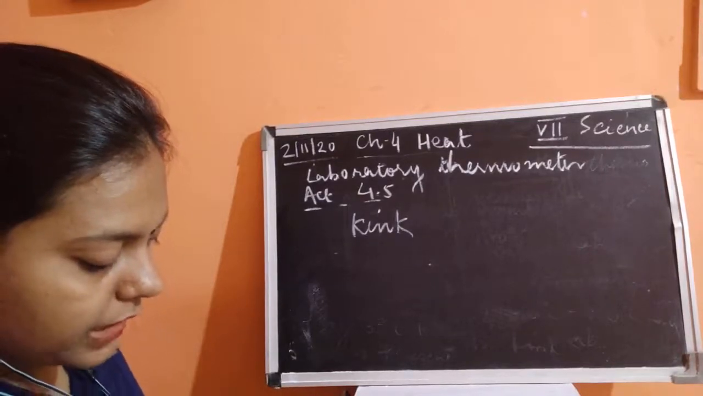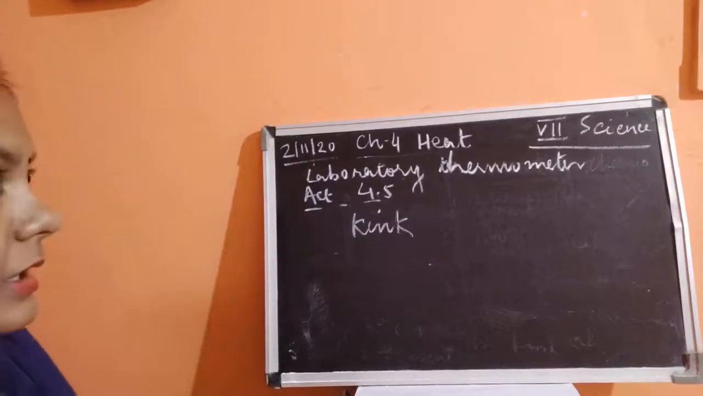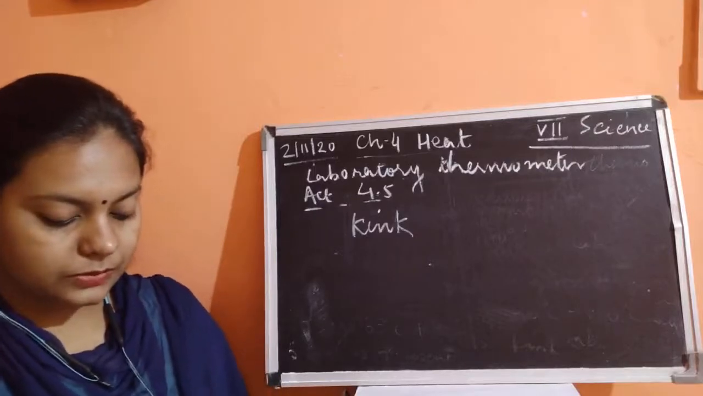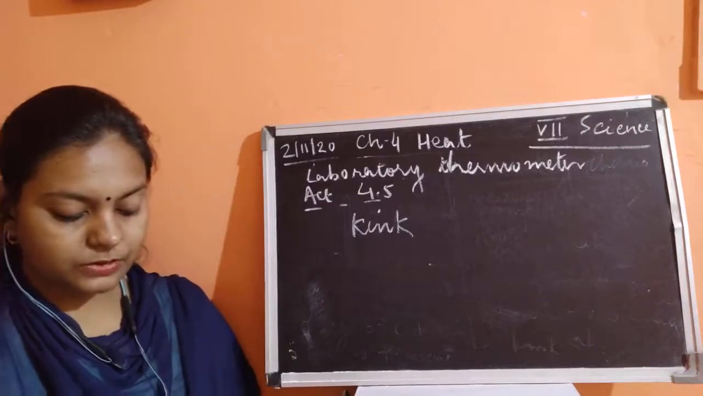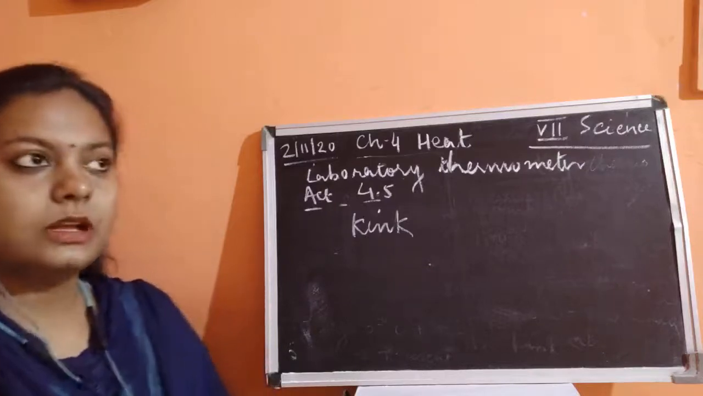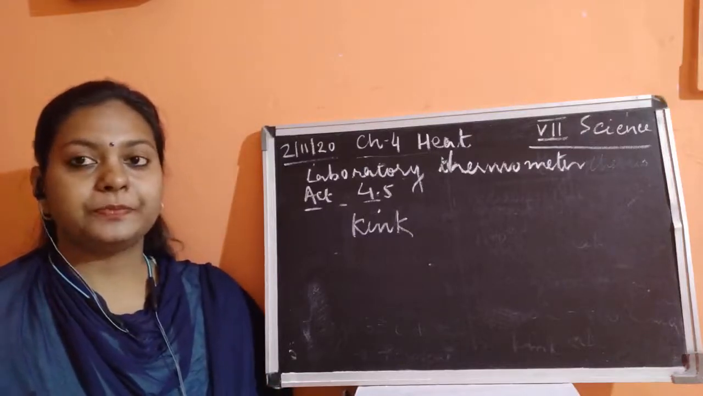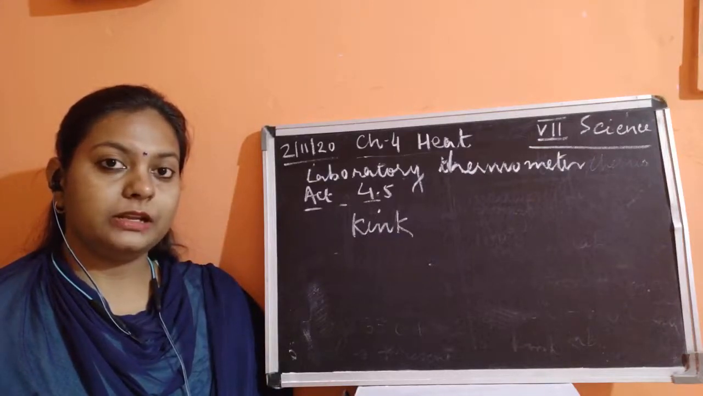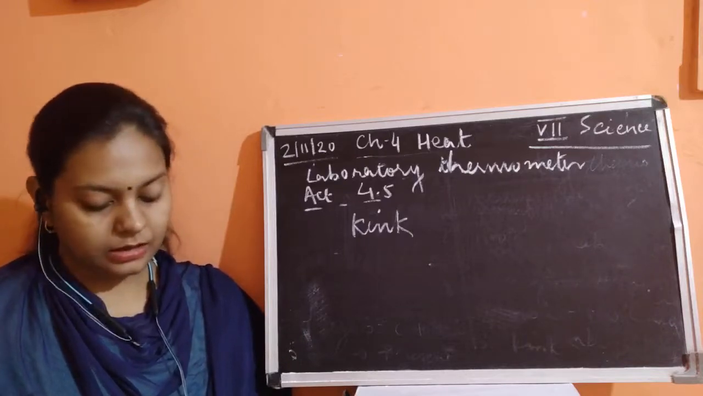So we have observed that the kink is present just near the bulb of the clinical thermometer. Now there is a lot of concern about the use of mercury in the thermometer. Mercury is a toxic substance and it is very difficult to dispose of. If the thermometer breaks, its disposal is very difficult, because mercury is a heavy metal, and it cannot be disposed of properly in the environment.